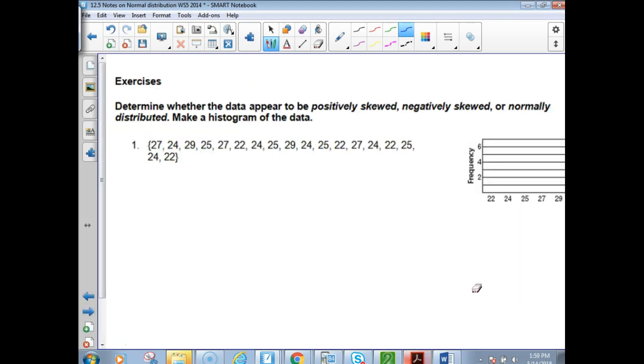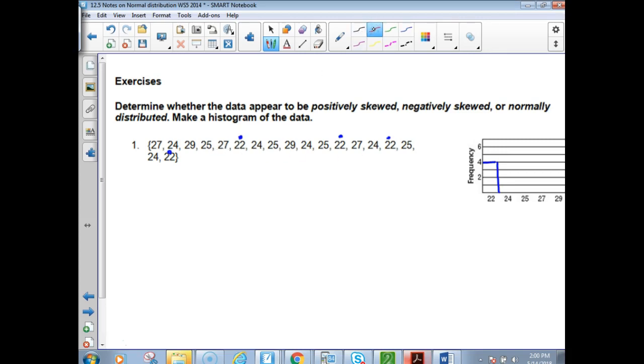Okay, we're going to make our own histogram here. We're going to determine whether the data appear to be positively skewed, negatively skewed, or normally distributed. Make a histogram of the data. All right, let's start with 22. So I'm just going to put some kind of mark by 22 to count them up. I have 1, 2, 3, 4 22s. So I'll make a bar up to 4.